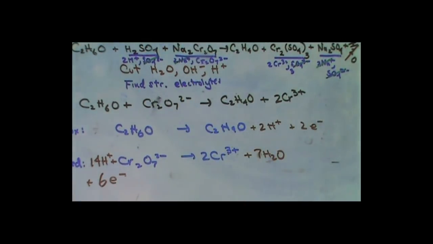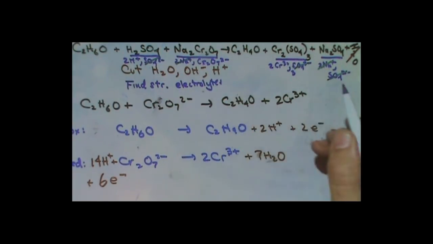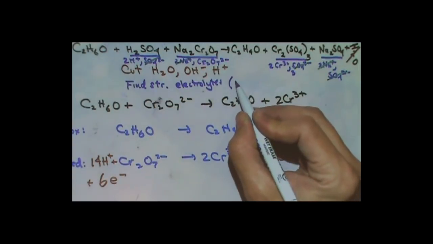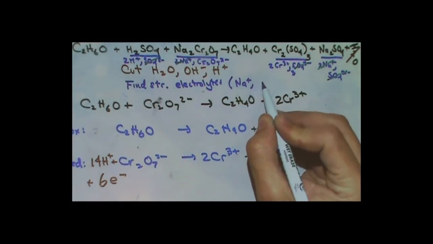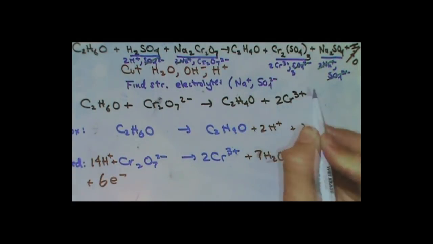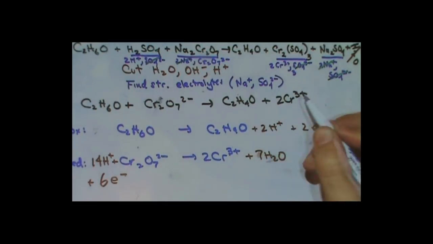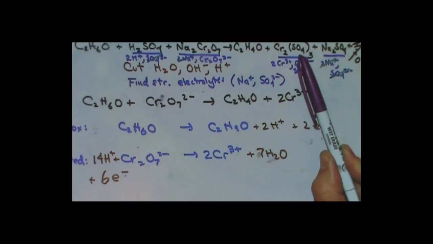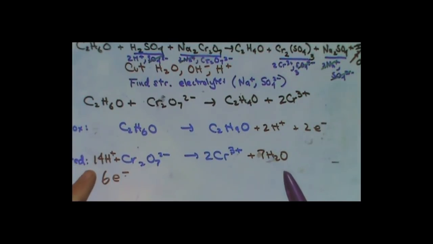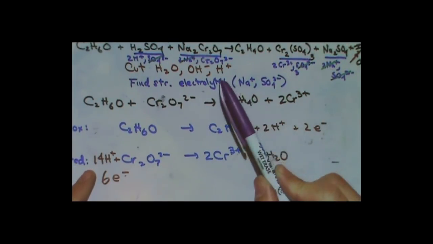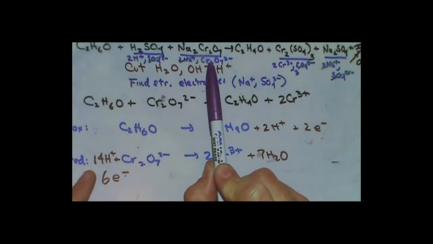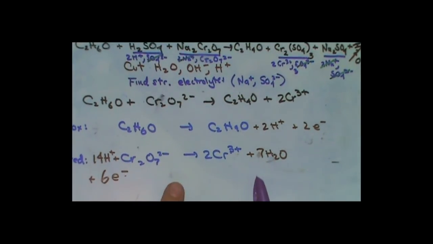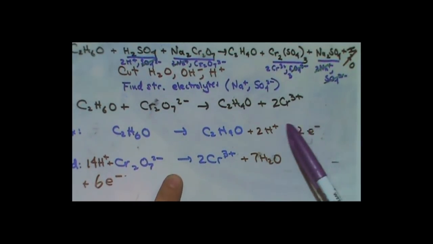Okay, let me write out what they are. The spectators were sodium and sulfate. Oh, and that's it. Shorter list than I expected. The sulfate went with the chromium, so I better put that down here somewhere. And the sodium, right here, went with the chromium. So they're both going down here. No spectator ion will go up here in the oxidation half reaction.